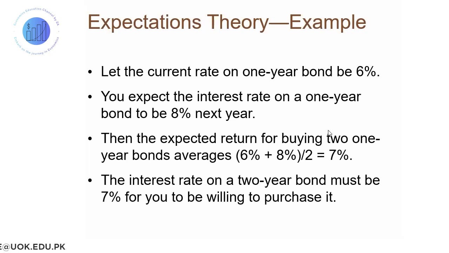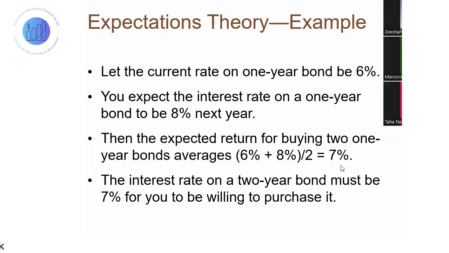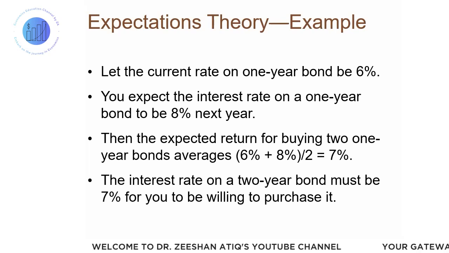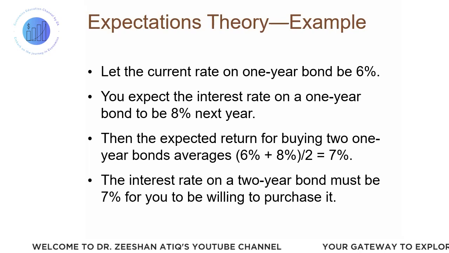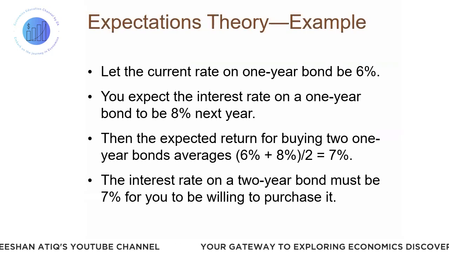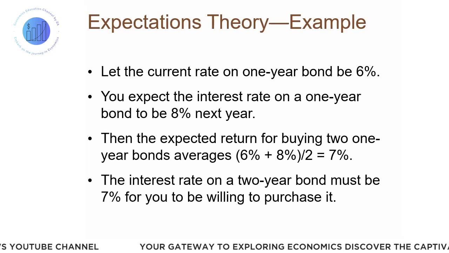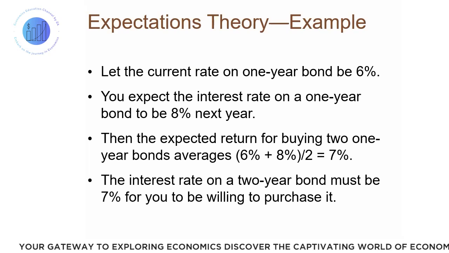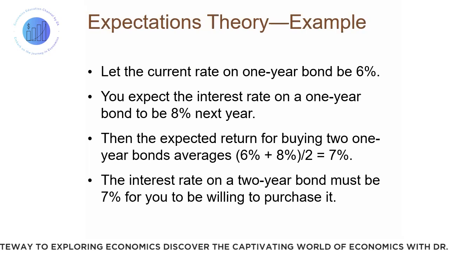So the yield curve that you will get between 1 and 2 years here will be an upward sloping curve. Okay. And if the opposite happens, say, for example, your current interest rate is 8%, but you are expecting the interest rate to fall to 6% the next year, then your average return expectations from that investment will be 7%.